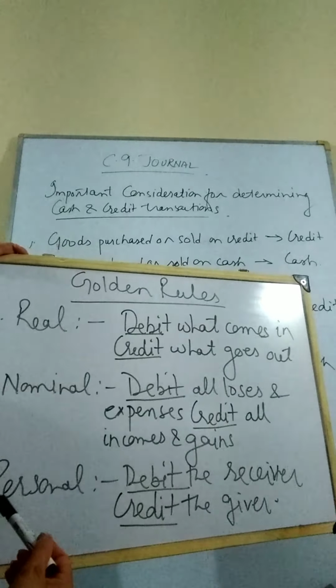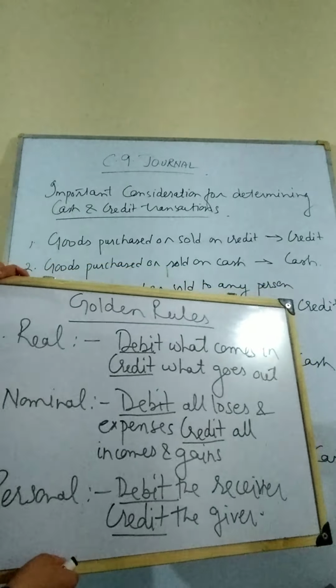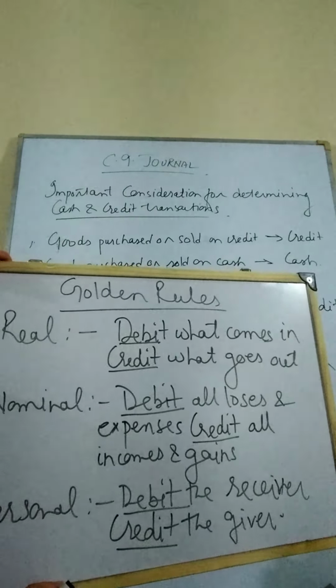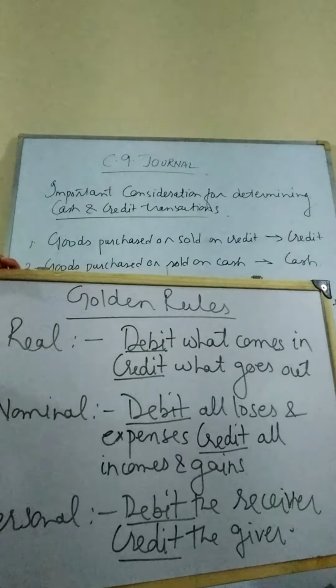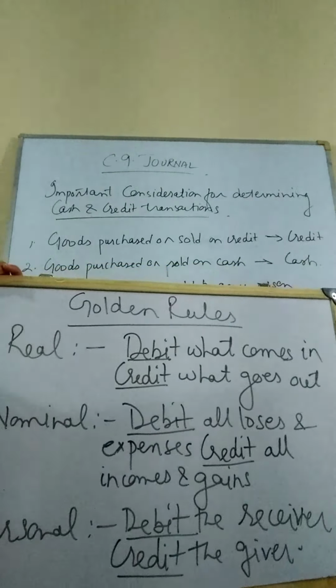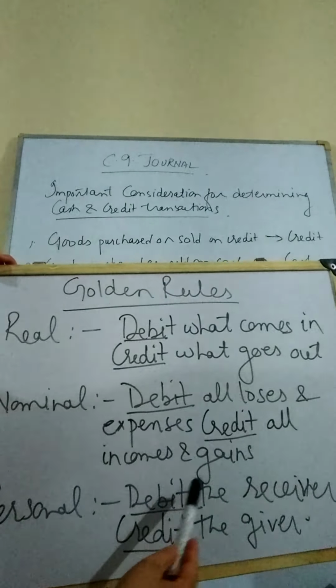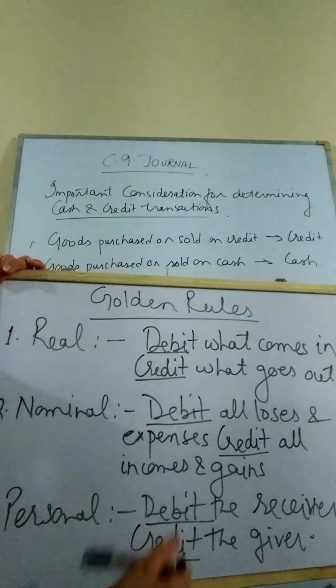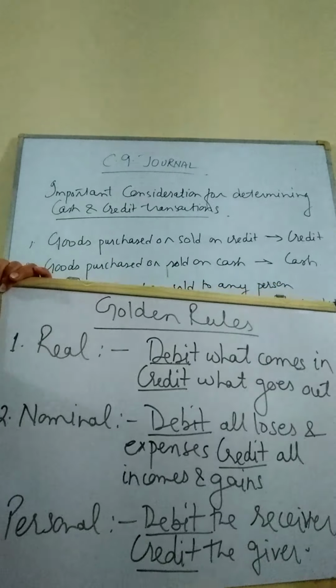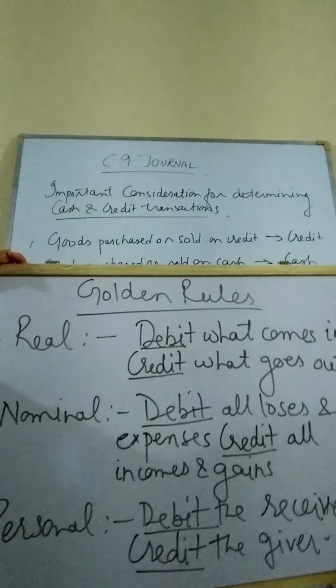Now the third account is personal account. Personal account means there can be 3 types of persons: natural, artificial and representative. For all 3 kinds of persons, we have to follow the rule: debit the receiver, credit the giver. All these rules have to be kept in mind before making the journal entries.